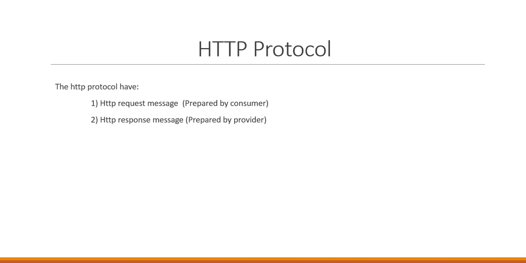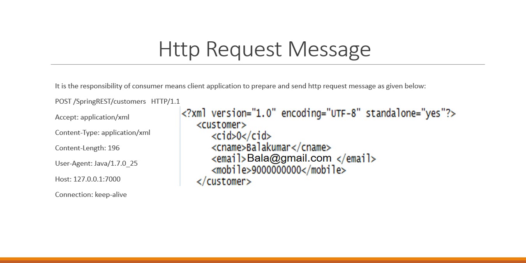Let's look at the HTTP protocol, the HTTP request message and the HTTP response message. The HTTP request is prepared by the consumer, and the response message is prepared by the provider. Let's see a sample format for an HTTP request message. In this sample you can see the XML format. We need to pass the header Content-Type, application/xml or JSON, whatever format you are going to send. You need to bind the content type along with your request.